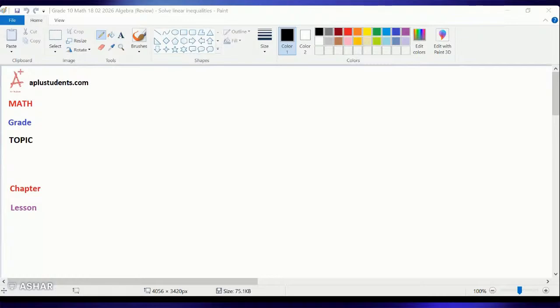The first thing you need to do is go to aplusstudents.com. Once you're on the website, select math as your subject. This is a grade 10 maths lesson, and the name of the topic is algebra, and we are going to review the topic.